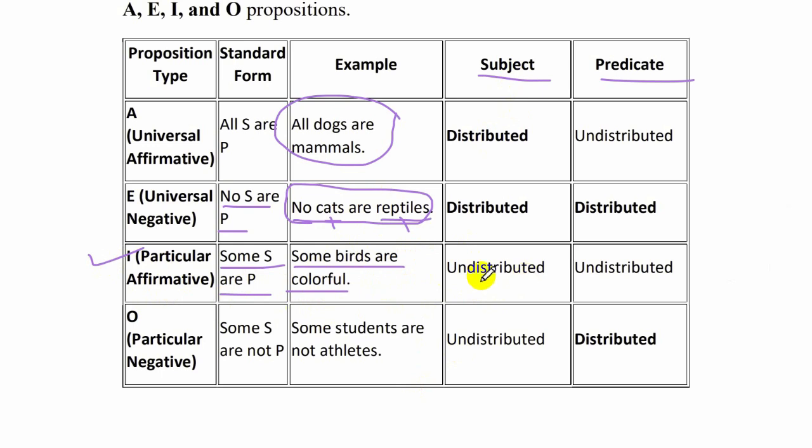In the I proposition type, which is particular affirmative, both terms are undistributed, because the quality is not distinct, not exhaustive. It is not exhaustive nor completely inclusive.